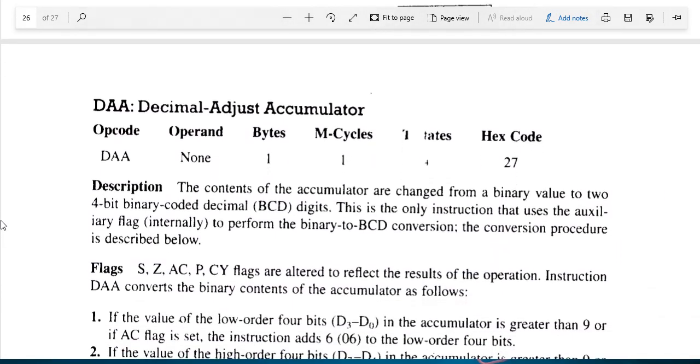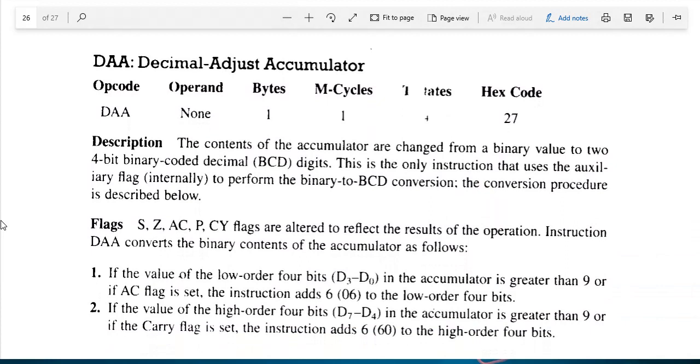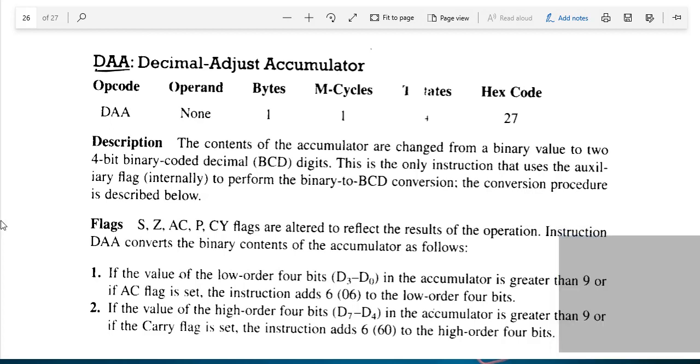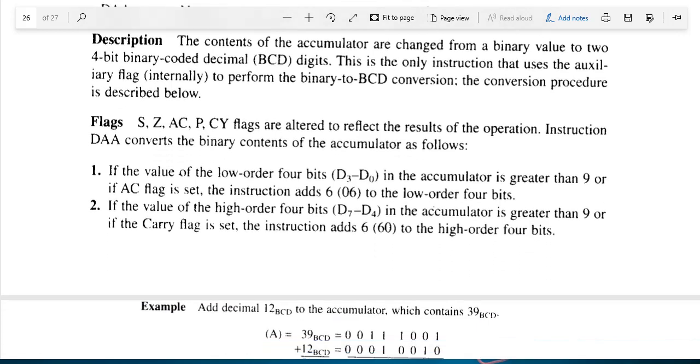Now after that we will see one more interesting instruction, that is DAA, decimal adjust accumulator. It's a very important instruction because whenever we want to do a decimal addition, we can use this decimal adjust accumulator. Okay. So it is a 1 byte instruction, 1 machine cycle, and has 4 T states. How it works and how we can do decimal addition, we will see by this example.